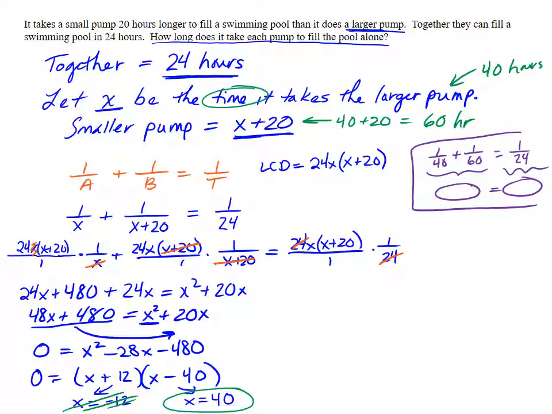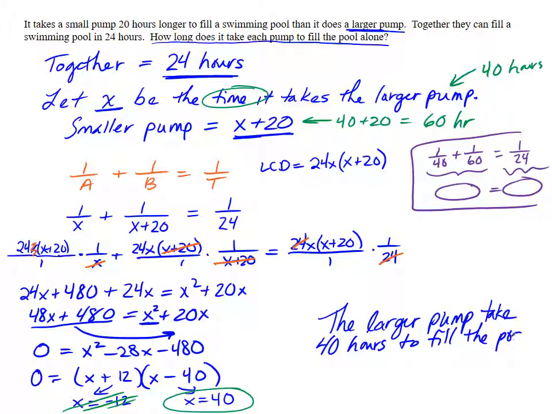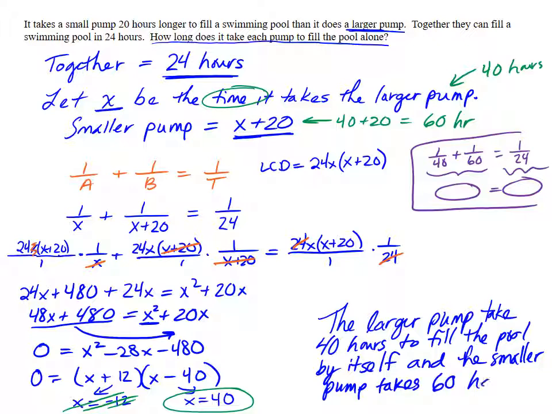So in answering our overall problem, remember, in a word problem, always talk about this in terms of what these answers mean in the real situation. So the larger pump takes 40 hours to fill the pool by itself. And the smaller pump takes 60 hours. So definitely go ahead and write your answer out in words.